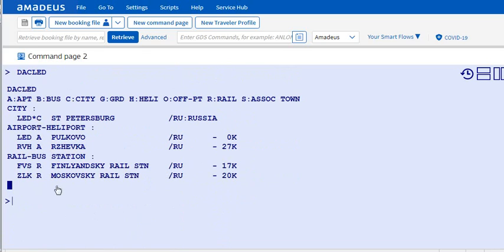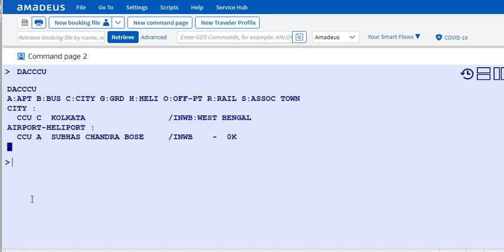So DAC is to decode. DAC, let me say CCU. CCU is Kolkata in India, and you can find that's within the city, 0 kilometers away, and it's in West Bengal of India. So DAC is to decode. Now to encode or decode an airline is DNA. A at the end is for airline. So encoding and decoding both are done through this single entry DNA.